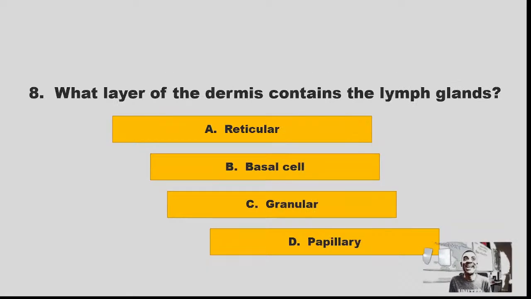Okay, up next. What layer of the dermis contains the lymph glands? Is it reticular? Is it basal cell? Is it granular? Or is it papillary? This one's not easy either, but you've got to make sure that you understand skin and the layers. Now, here's the answer. If you chose A, reticular, then you are correct.